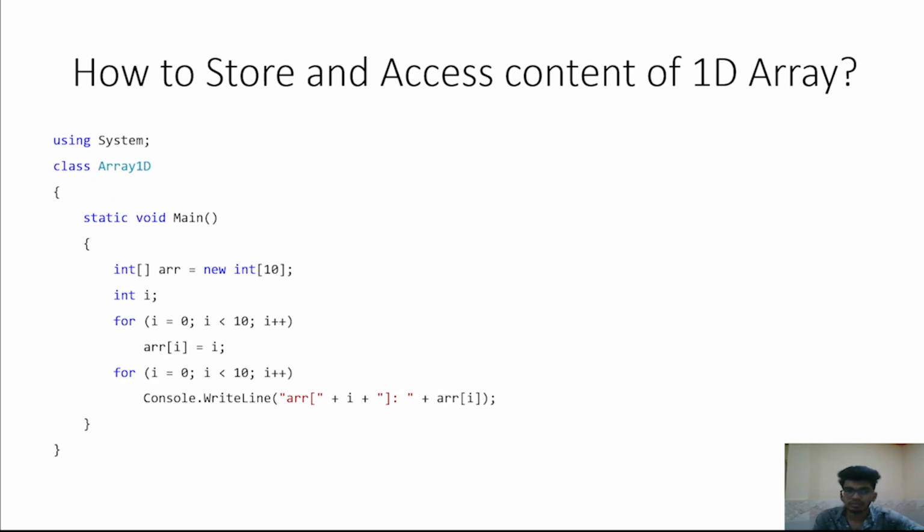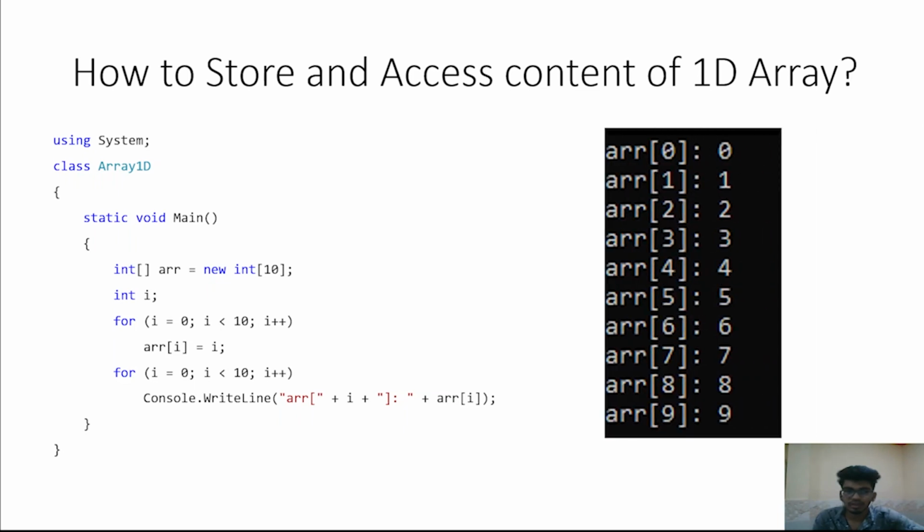Then we have a for loop where i equals 0, i is less than 10, and i++. If the condition is true, the array element at index i will be stored until the condition is false. Then the next for loop is used to print the output in the console. So this is the output of the one-dimensional array with its index and its value.